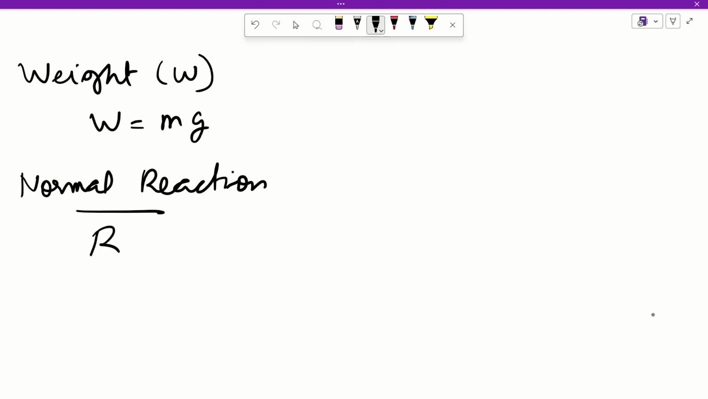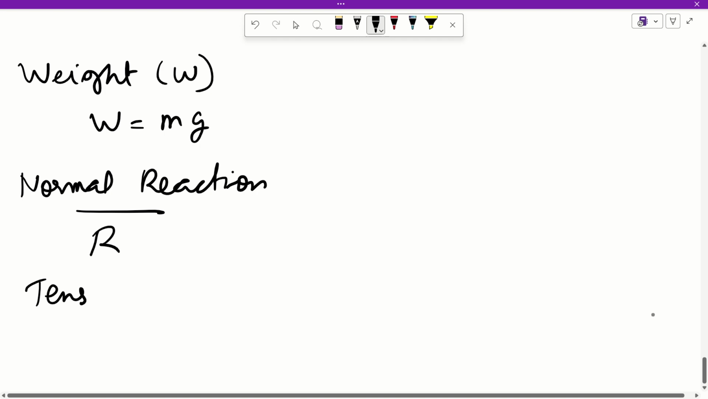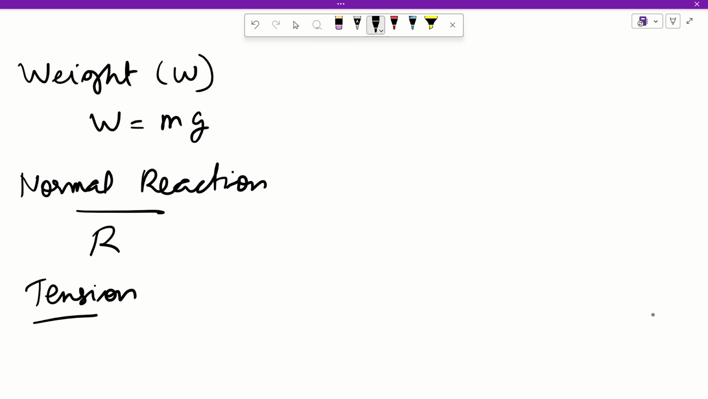Next one is tension. Tension force always pulls a body. Tension is a reactive force, it is not an active force. Tension across a massless or frictionless pulley remains constant. The rope becomes slack when the tension force becomes zero.